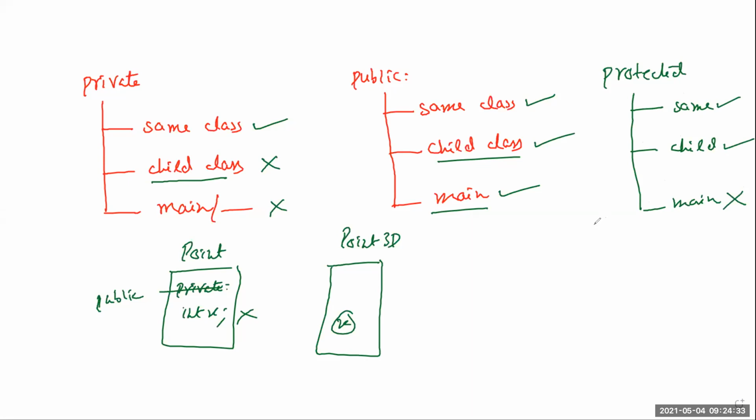Now you see, the discussion we are having, we are just trying to convince ourselves why public and private are not sufficient when we are doing inheritance. If something is private, child cannot access it. If something is public, child can access, but everything else can also access. So we need something new. We need another access specifier in which child can access but main cannot access. So this is the reason.